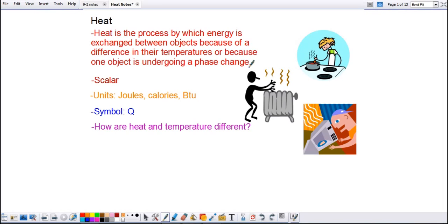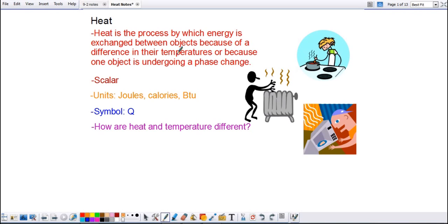If you add heat to an object, heat always flows from hot to cold. So if one object has a higher temperature than the other, its heat is going to flow into the colder object. It's a process through which this exchange occurs.